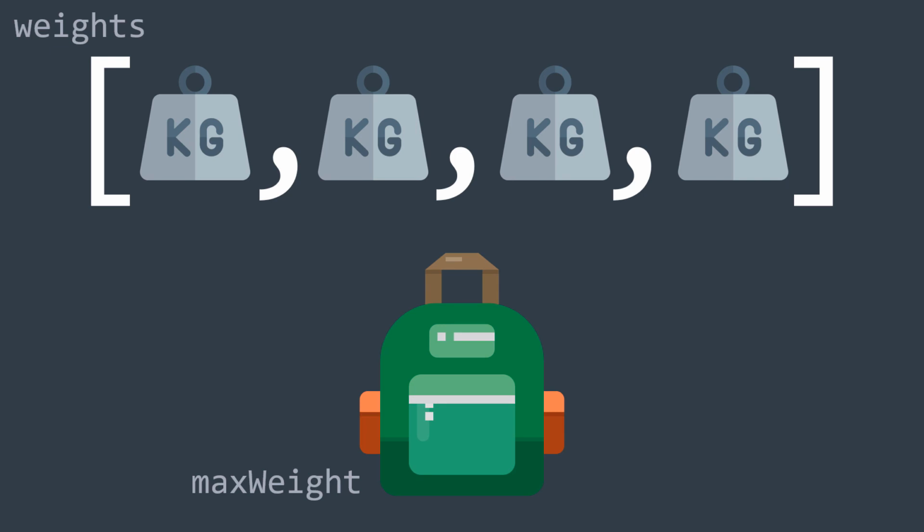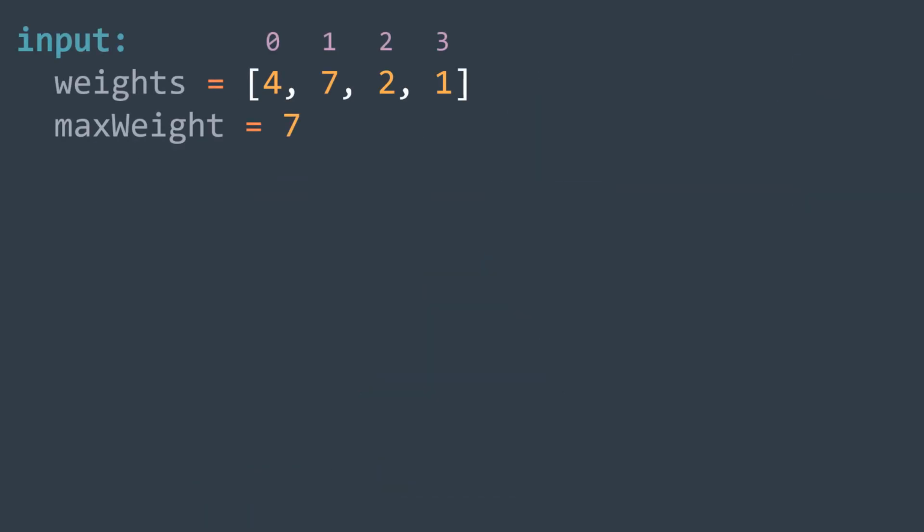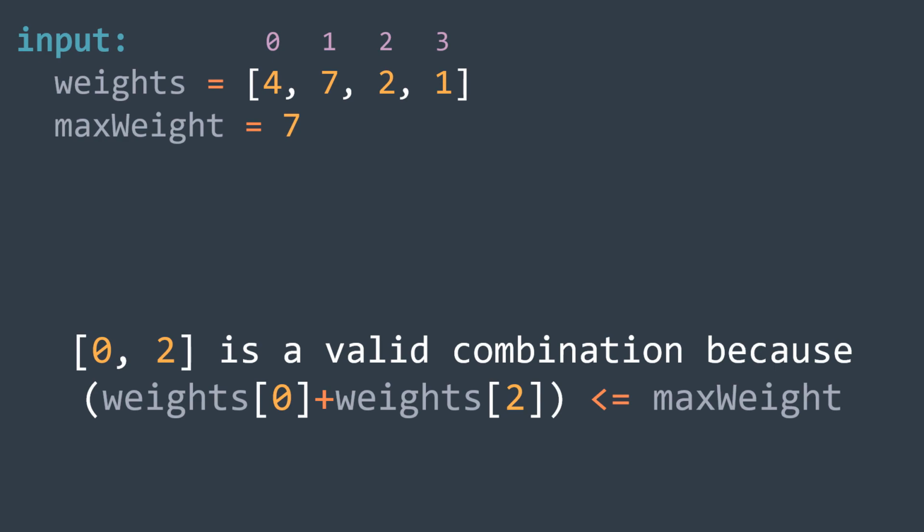For example, if we have this input, a possible combination is to take items 0 and 2, the total weight is 6, it doesn't exceed max weight, so it's a valid combination. We want the output to be an array that contains all the valid combinations.